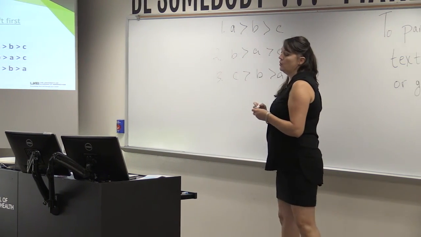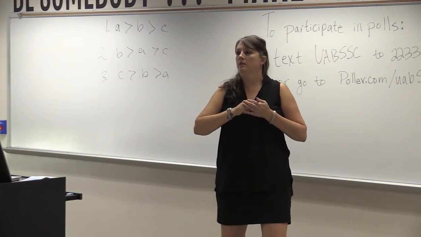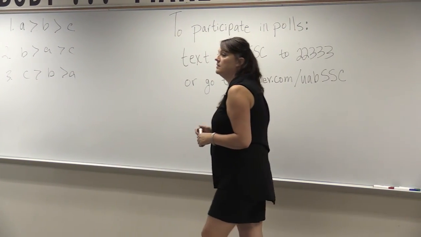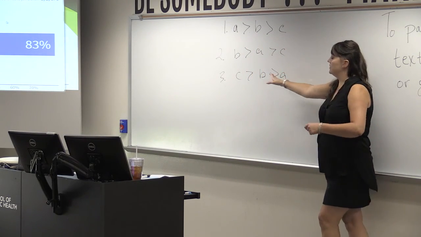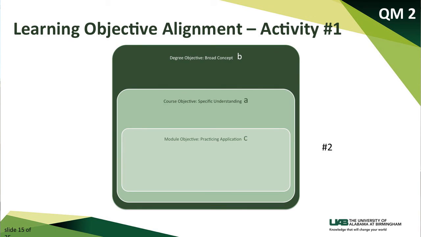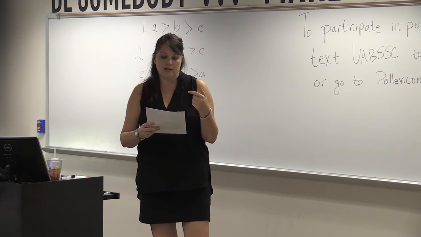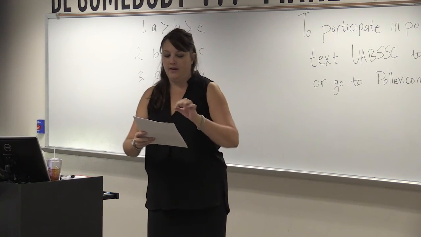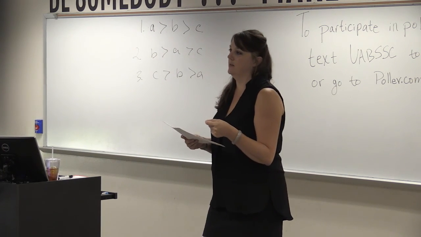Just text the number 1, 2, or 3 for what you think it is on the left. ABC, BAC, so degree, course, module. Looks like number 2 was in fact our winner, so people got that correct. So our degree level is understanding historical milestones in public health and how they influence current practice.